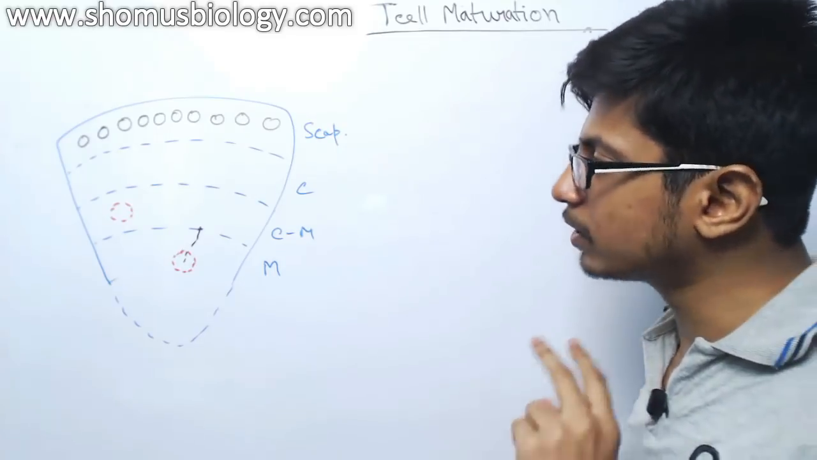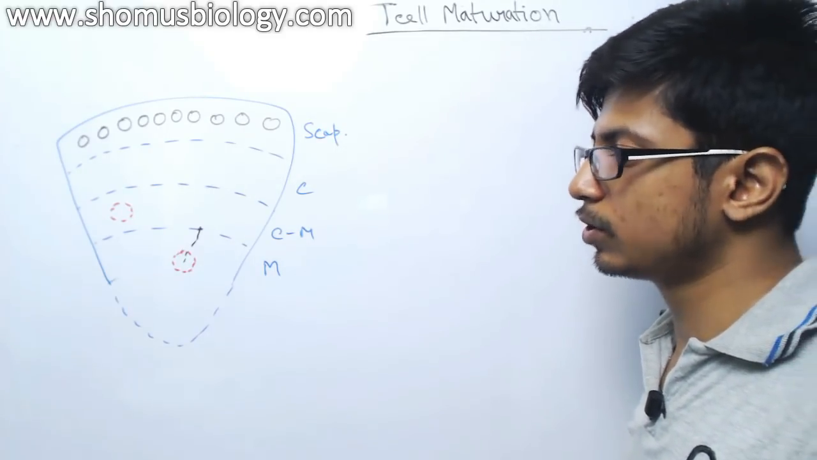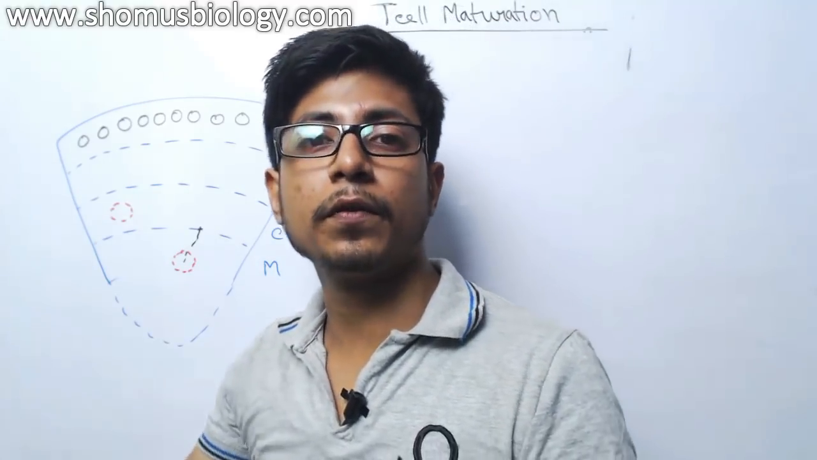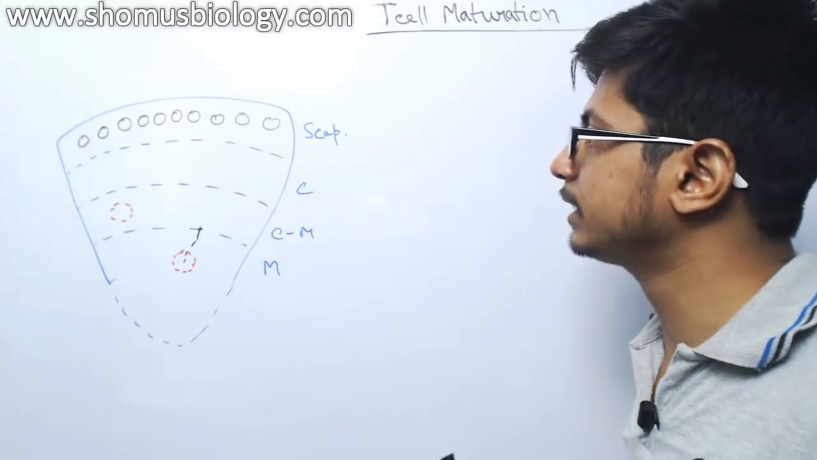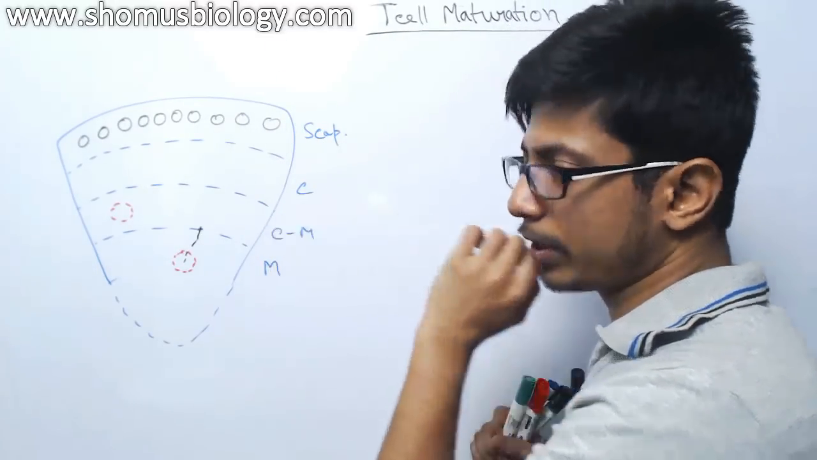Actually, there are 2 types of selection procedure going on there. First is the selection procedure based on whether it will be a CD8 cell or a CD4 cell. That separation is mostly carried out in the subcapsular region and a little bit in the cortex.